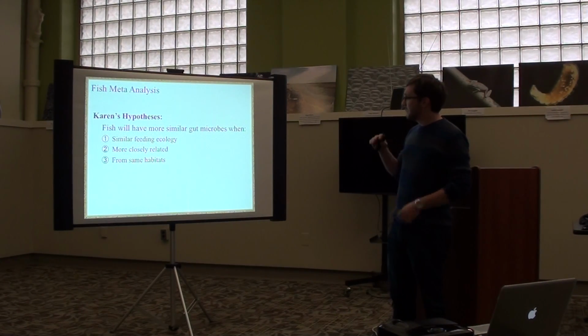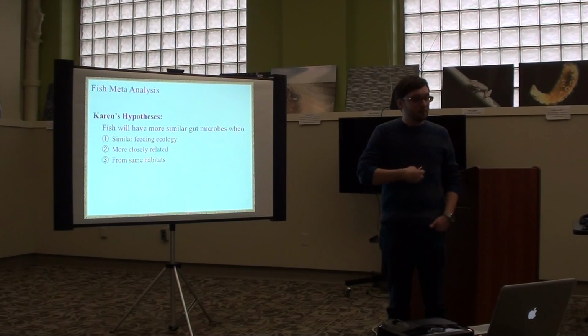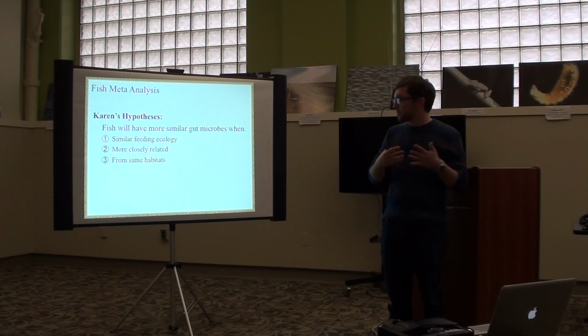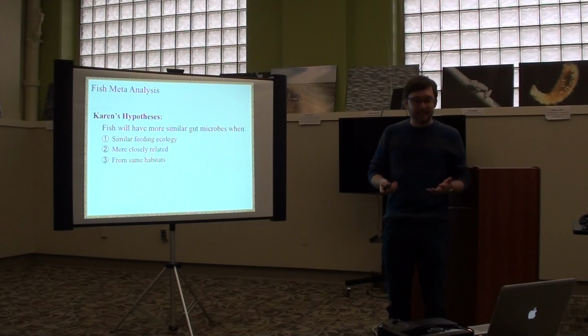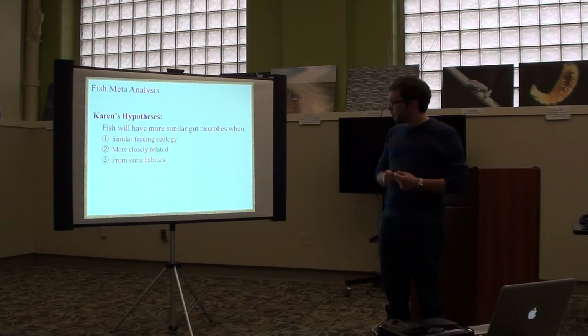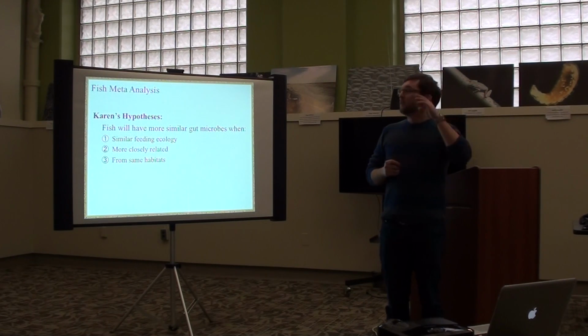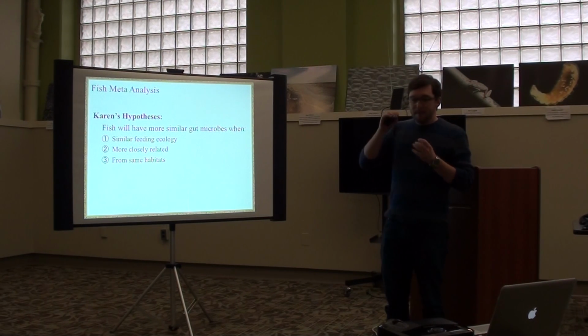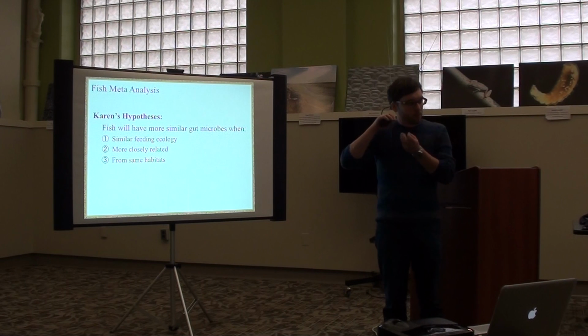She had some hypotheses that fish will have similar gut microbe content when they have similar feeding ecology, the fish are more closely related, or the fish are from the same habitats. And so we went through and we used the classification algorithm I just showed before that we had benchmarked. And we wanted to get a measure of how similar different fish guts were to one another.